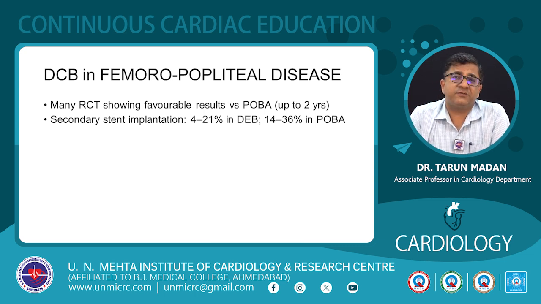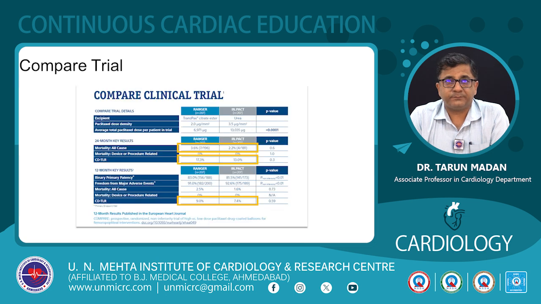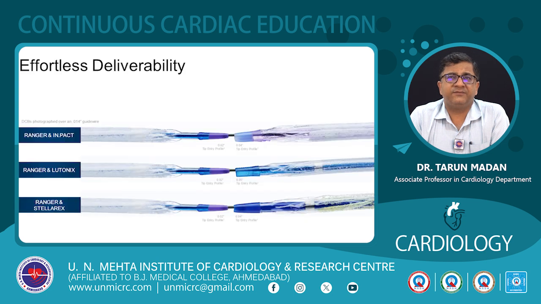Secondary stent implantation was found in 1/5 of patients, around 20%, in comparison to plain balloon, which was around 35%. The world's first DCB head-to-head prospective trial, which used Ranger, demonstrated a similar primary patency with half the total drug dose at the end of 1 year and 2 years. Comparing the clinical trial of Ranger and Impact, the p-value was also significant, and the deliverability is very excellent. It has a tapered tip.